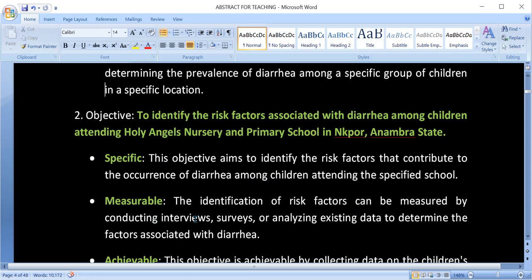Is it measurable? Of course. We can identify the risk factors that may have contributed to it, such as maybe poor hand washing, point source, or a particular food that is being prepared in that place that caused it. So we can identify it and we can measure it. And if we can measure it, that means we can analyze it. And how can we measure it? We can do that by conducting interviews, by asking questions to food vendors, how they're preparing the meal. We can carry out surveys, okay? We can also look at the existing data to determine the factors associated with the diarrhea. So therefore, it is measurable.